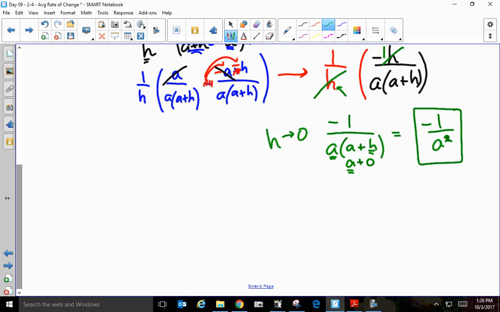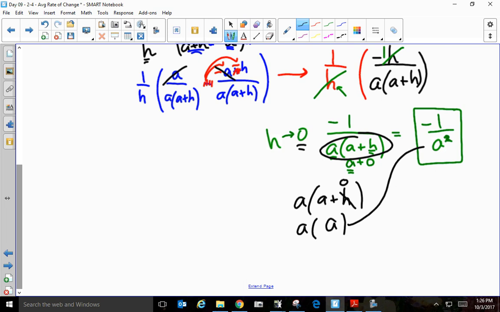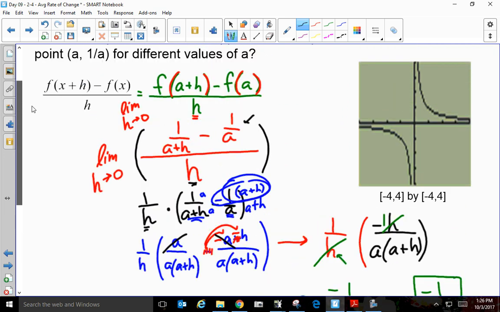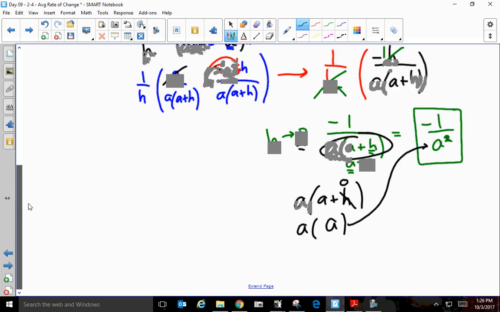How do I get the a squared? My bottom is a times a plus h. My h turns into 0. What's a plus 0? It's a. So now I've got a times a, which is a squared. All right? So my slope is negative 1 over a squared. My slope, right here, is negative 1 over a squared.